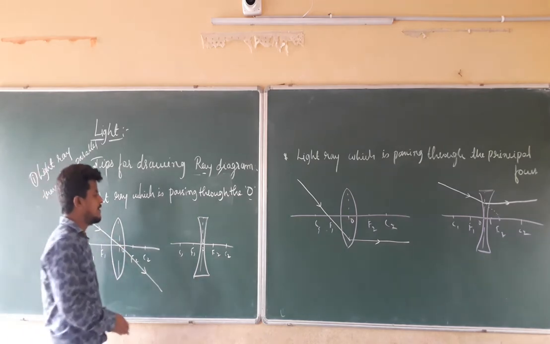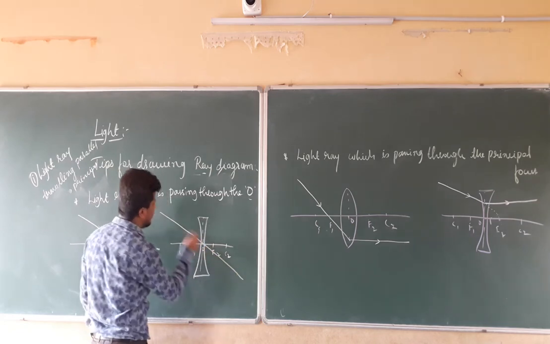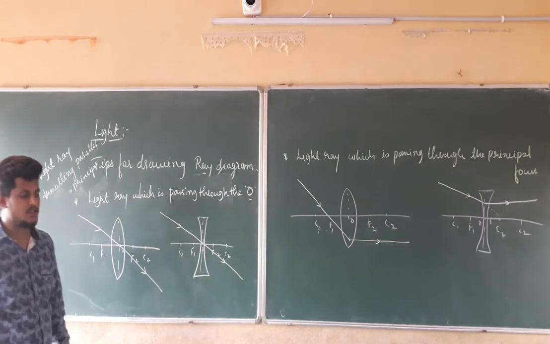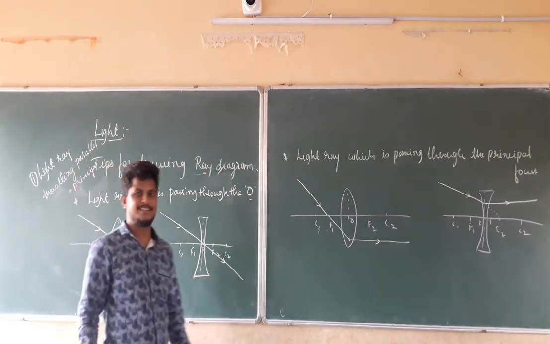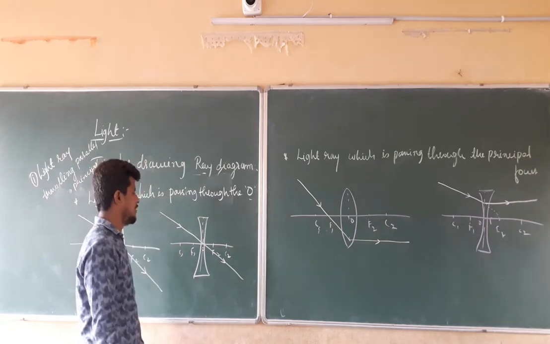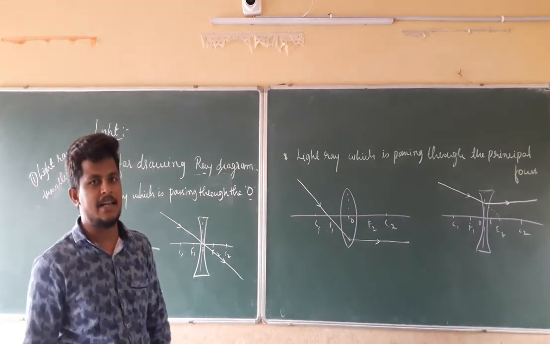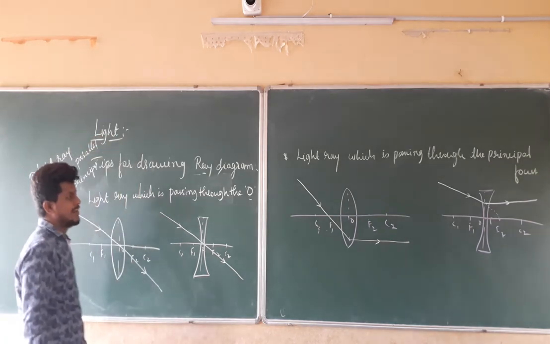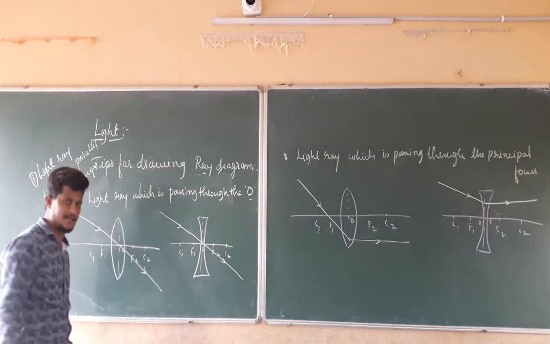In the same manner, in case of a concave lens also, the same condition is applicable. The light is not going to change its direction, and it is going to pass directly through the optical center, and it will remain in the same direction and same path only. So these are the 3 tips for drawing the ray diagrams. You should remember those things.